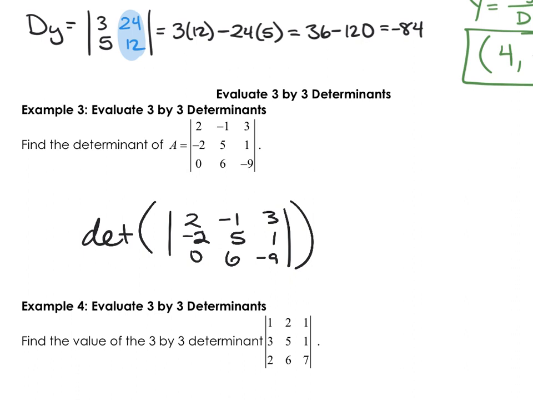This is a 3x3. Here's to hoping I don't make any typos. Nope, already making typos. So we type in our numbers, which is 2, negative 1, 3, and then negative 2, 5, 1, 0, 6, negative 9. So again, just shortcutting to doing the calculator version with the determinant is absolutely fine. Your calculator would spit out to you that this determinant is negative 120.